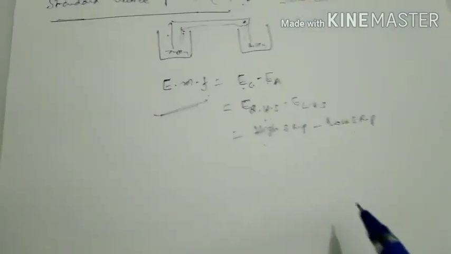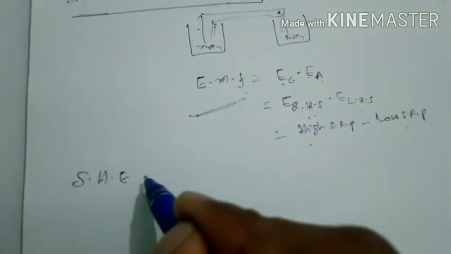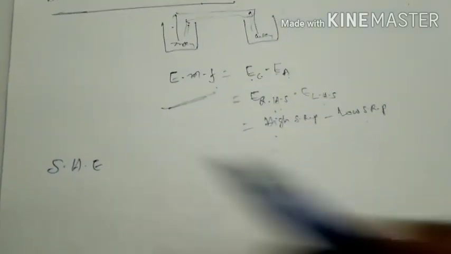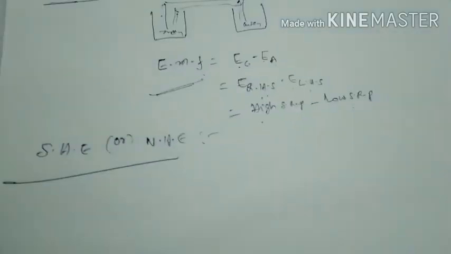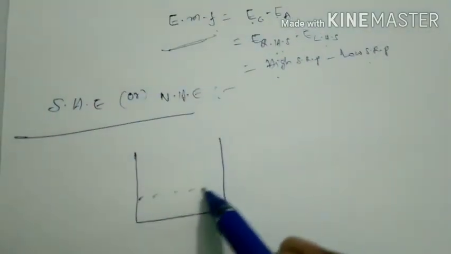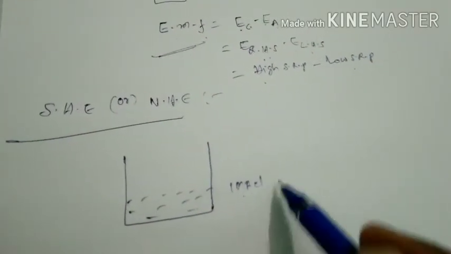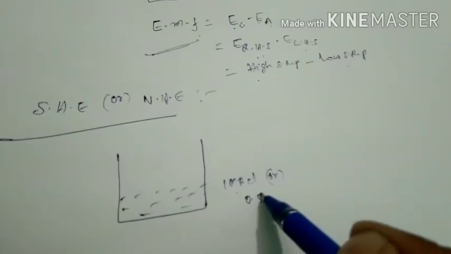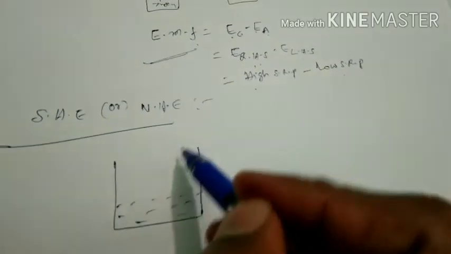Next, one more definition is the standard hydrogen electrode, simply called SHE. One more name for this is the normal hydrogen electrode. Both are the same. The simple point is that we take one cell and one electrolyte. That electrolyte is either 1M HCl, that means HCl molarity is 1M, or 0.5M H2SO4, that means sulfuric acid molarity is 0.5, and we have to take one electrode.